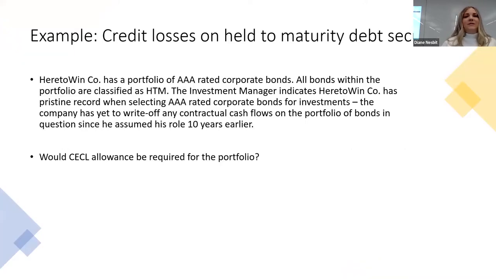So let's talk through a little bit of an example here on held to maturity debt securities. I'll just run through this real quick. Here to Winco has a portfolio of AAA rated corporate bonds. All bonds within the portfolio are classified as held to maturity. The investment manager indicates Here to Winco has a pristine record when selecting AAA rated corporate bonds for investments. The company has yet to write off any contractual cash flows on the portfolio of bonds in question since he assumed his role 10 years earlier. So what do we think?